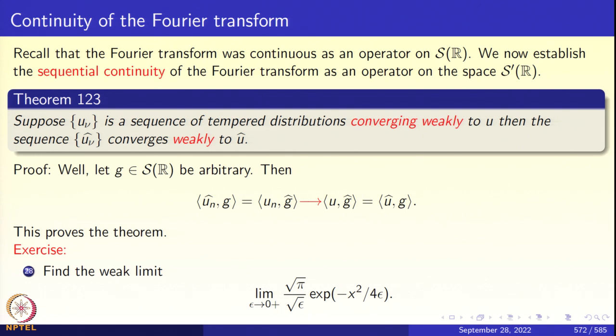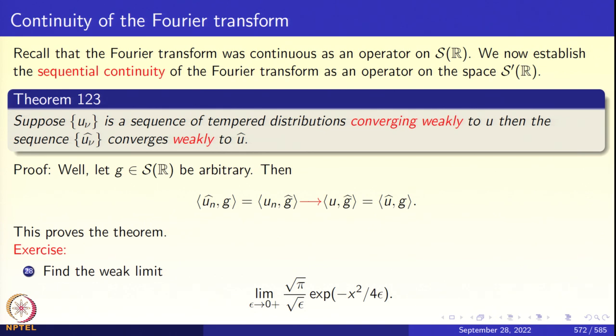So take an element g which is rapidly decreasing, that is, in the Schwartz class, and let us compute u_n hat paired with g. What is the definition of the Fourier transform of a tempered distribution? Simply put the hat on the other factor. So u_n paired with g hat. But u_n converges to u weakly. So u_n paired with g hat converges to u paired with g hat. That's what you see, a red arrow. And then put the hat back to where it belongs, namely u hat paired with g, and that completes the proof of the theorem. The proof is exactly similar to the earlier proof of the continuity of the differentiation operator.